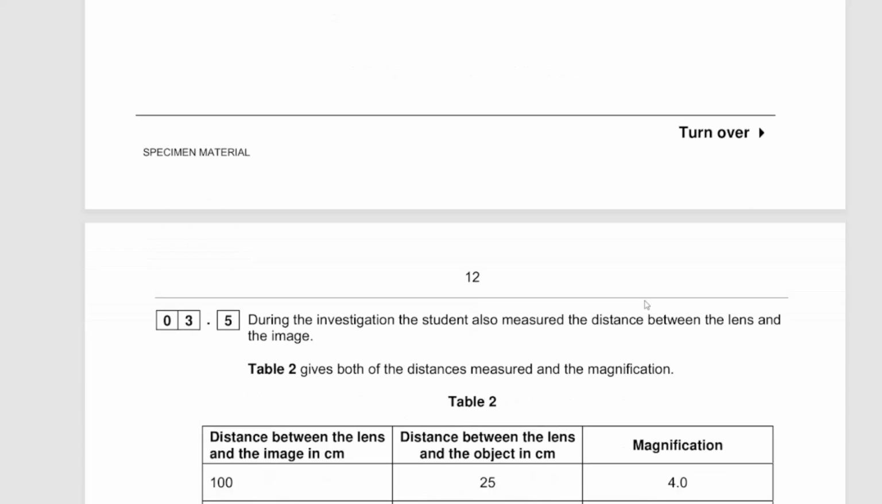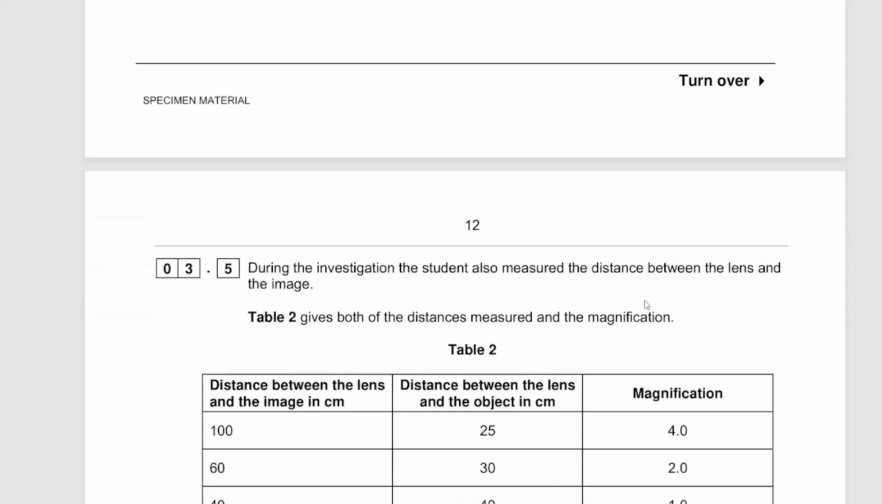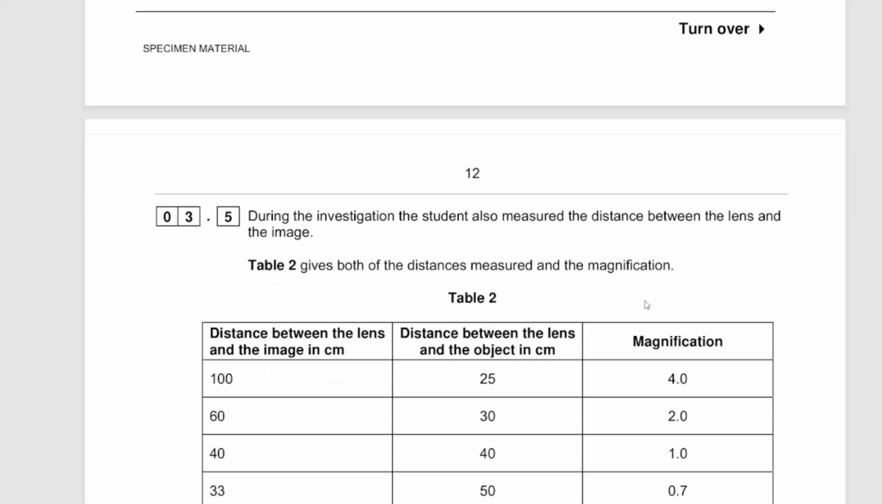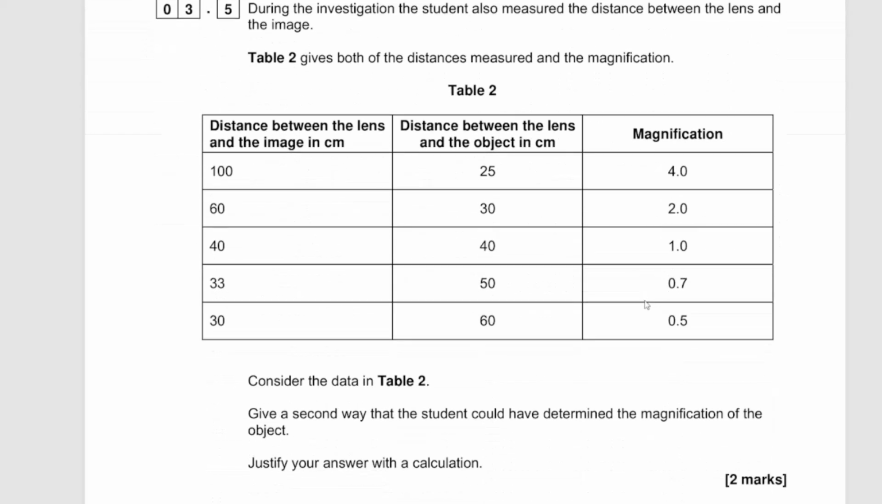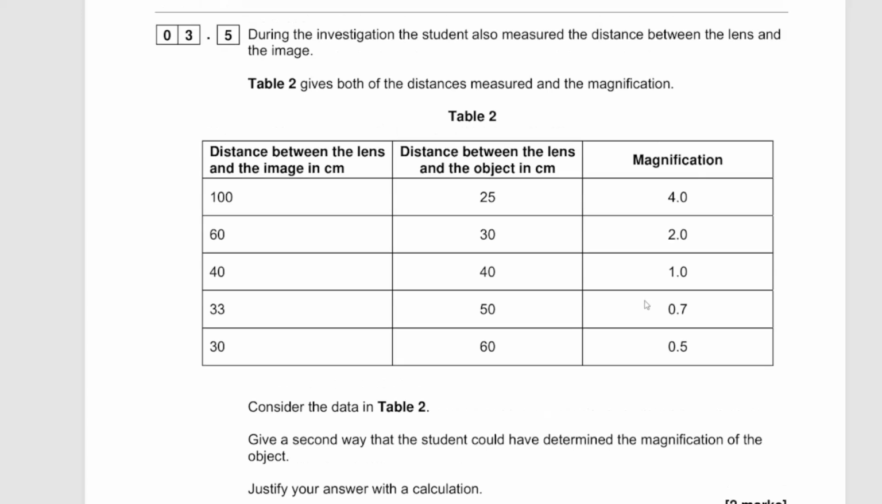Now moving on to 3.5. During the investigation, the student also measured the distance between the lens and the image, and table 2 gives both the distances measured and the magnification. We're asked to consider the data in table 2 and use it to describe a second way that the student could determine the magnification of the object, and we're asked to justify our answer with a calculation.